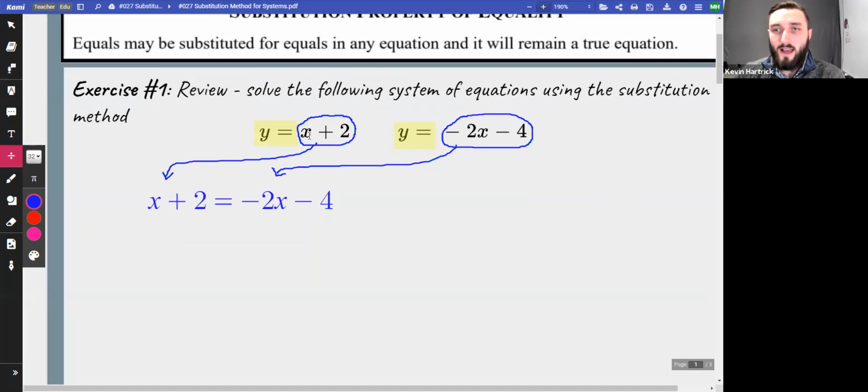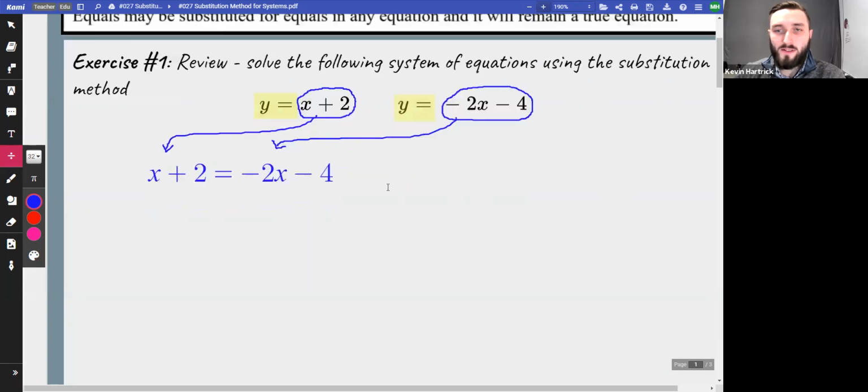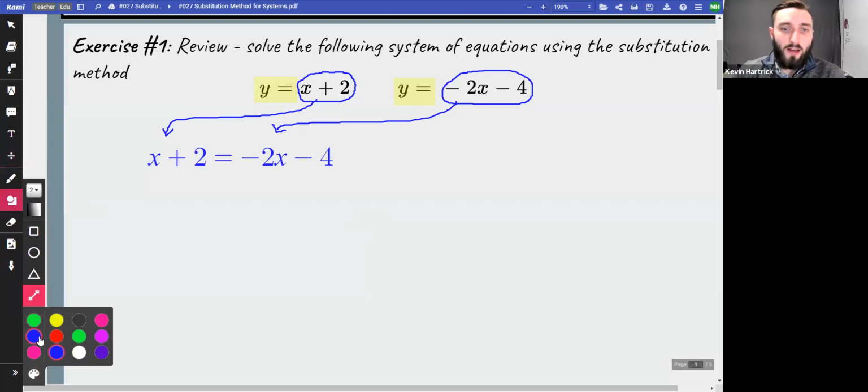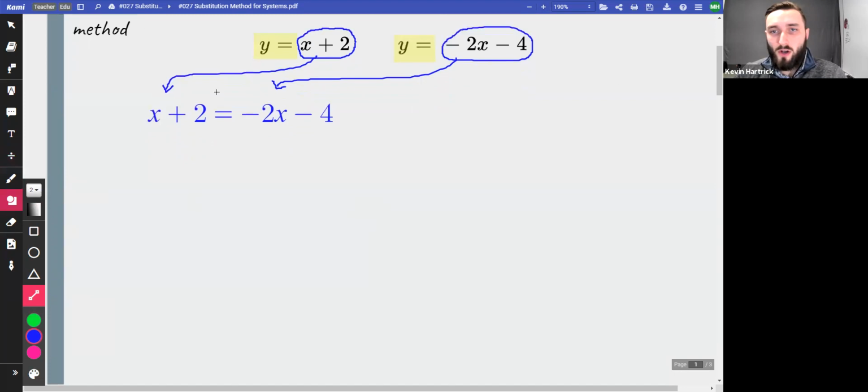What that means is I can take the x plus 2 and the negative 2x minus 4, set them equal to each other because they're both equal to y. So now that I've done that, I'm going to be able to solve this equation for x and determine the x coordinate of the solution, and then after that I will determine the y.